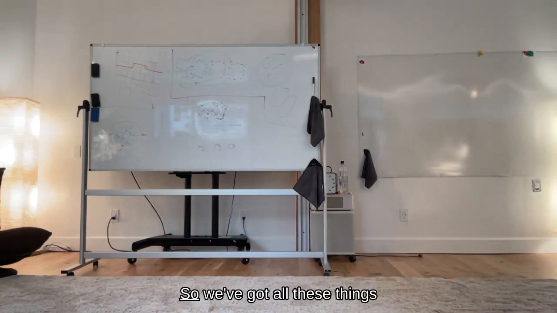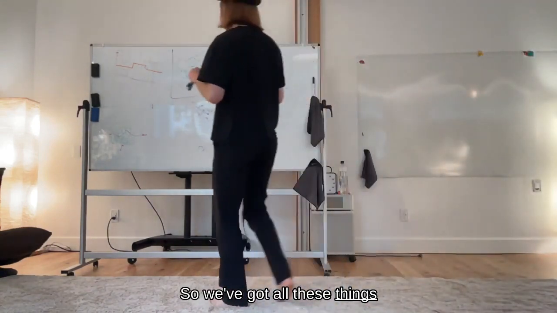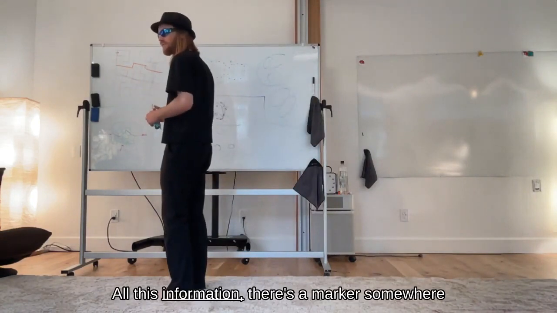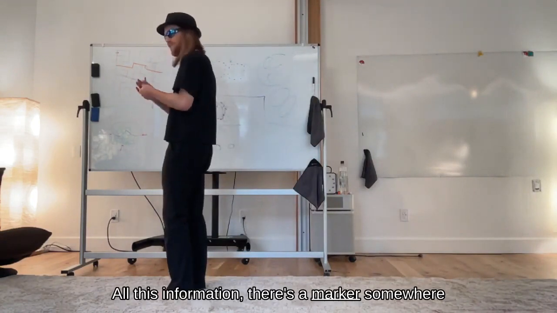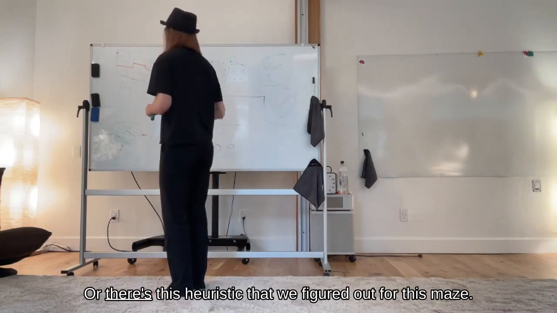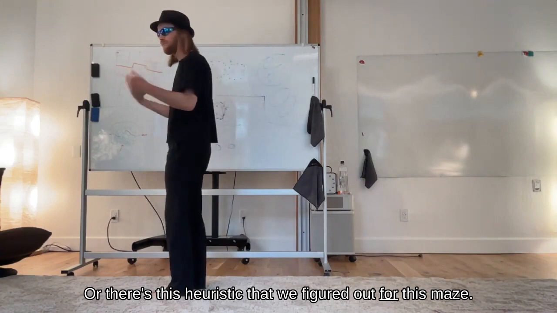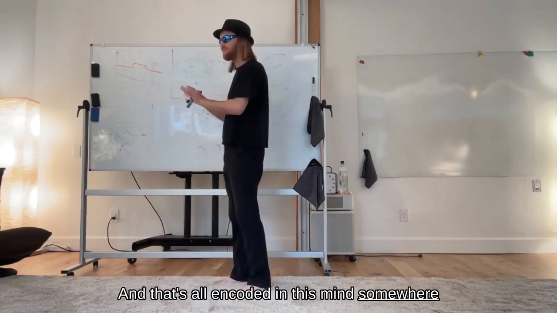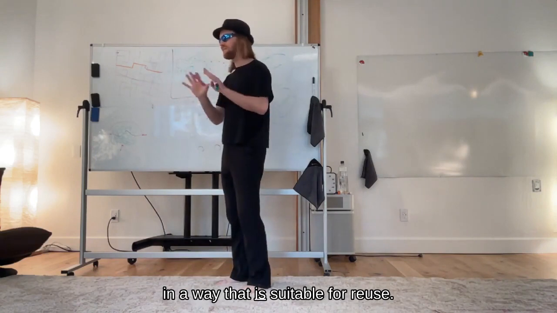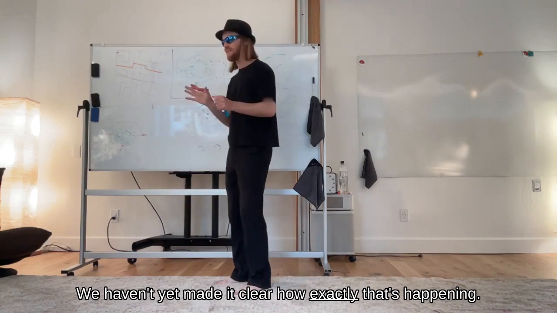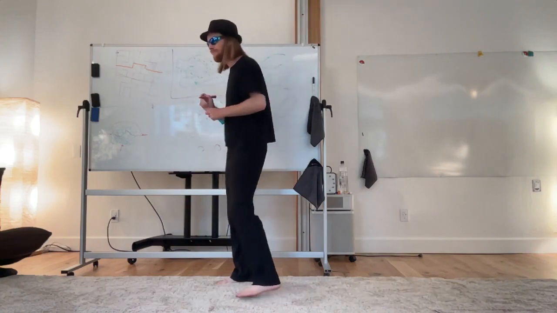So we've got all these things that are somehow being encoded for reuse, right? All this information about, oh, there's a marker somewhere, even though I don't see it right now, or there's this heuristic that we figured out for this maze, and that's all encoded in this mind somewhere in a way that is suitable for reuse. We haven't yet made it clear how exactly that's happening, right? Okay.